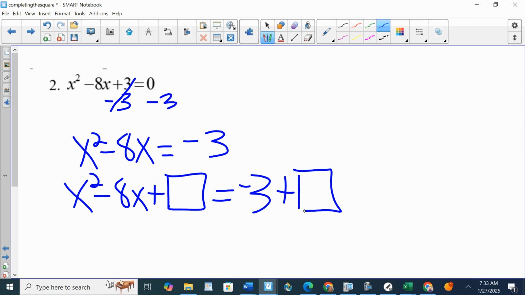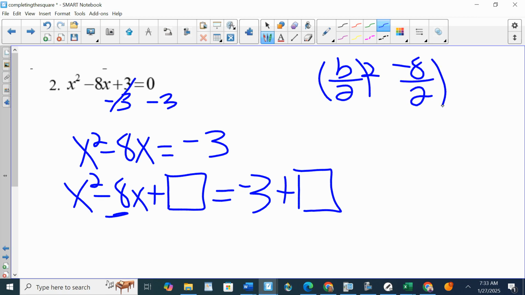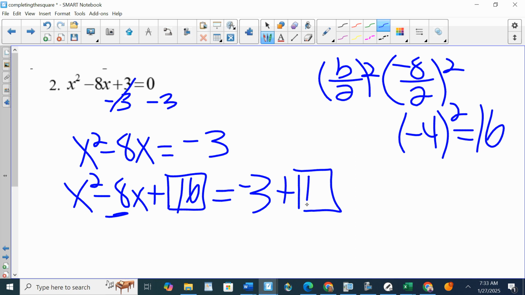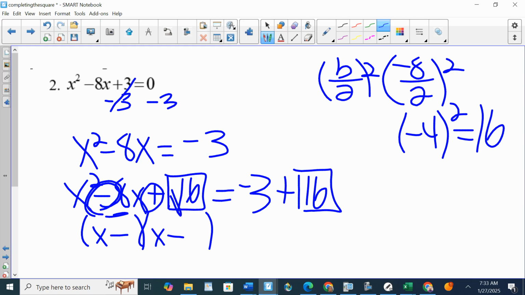To determine what goes inside, I do b over 2 squared, and in this case, b is negative 8. So it's negative 8 over 2 squared, which is negative 4 squared, which is 16. I factor the trinomial. It's always the same factor written twice for completing the square. First sign comes down, negative and a positive is a negative. The shortcut, take the square root of 16, or what multiplies to 16 and adds to 8, 4 and 4.